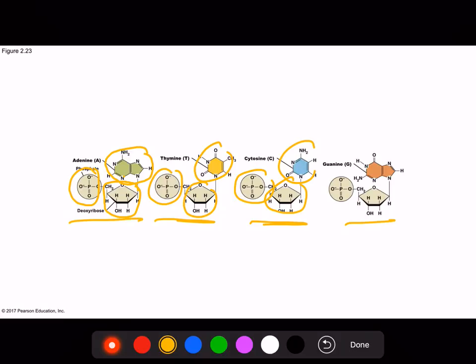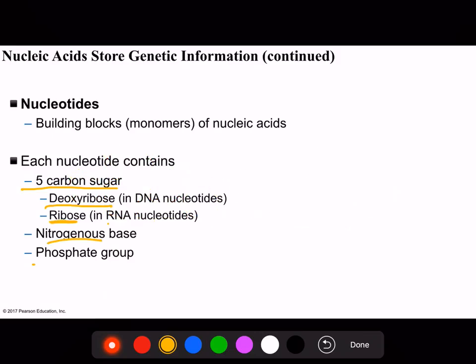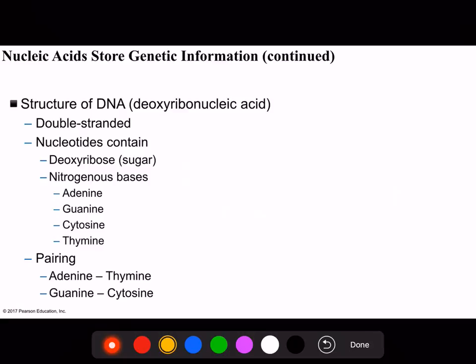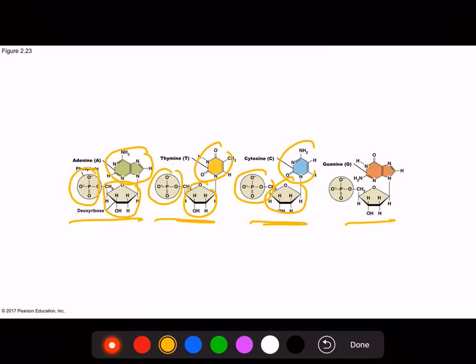And for DNA, we have 4 types of nucleotides. We have adenine, guanine, cytosine, and thymine. And these are they.